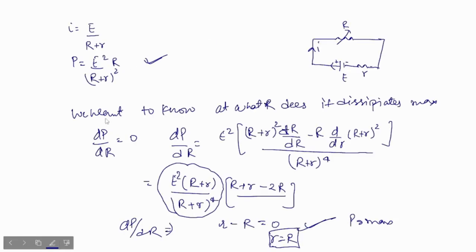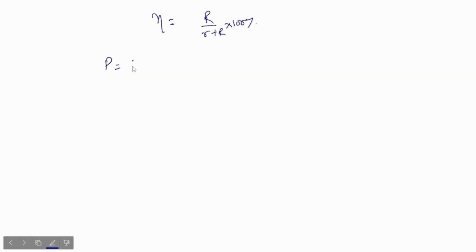Your efficiency will be R over (small r plus R) into 100%. And what will that maximum power be? You just need to put the value of small r as capital R in this equation. P equals E square upon 4R, that is E square upon 4 capital R. This will be your maximum power.